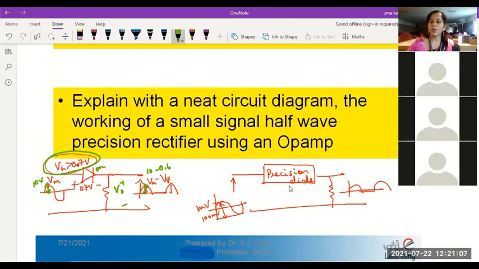And how do I do that? If I have to convert this normal diode to a precision diode, I will just include this diode in the feedback loop of the op-amp. See, I am going to connect an input signal here, and I am going to connect this diode within the feedback loop of the op-amp, and I'll measure the output here. What happens when we do that?